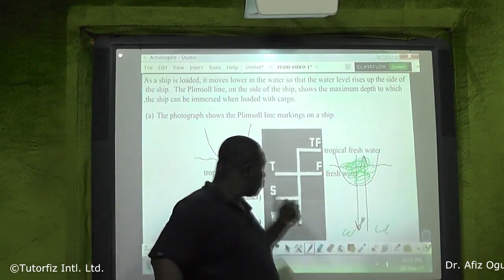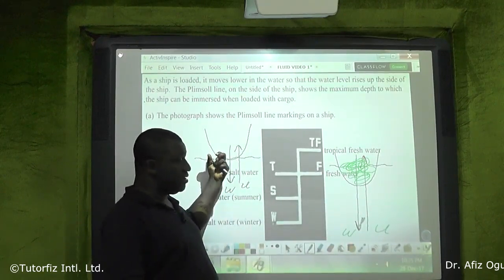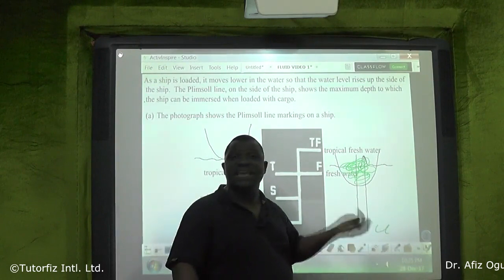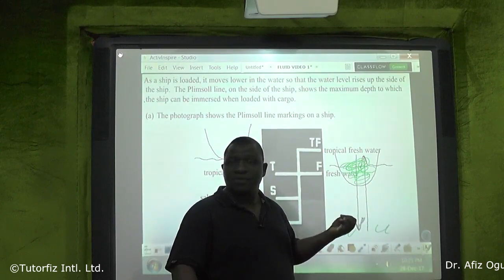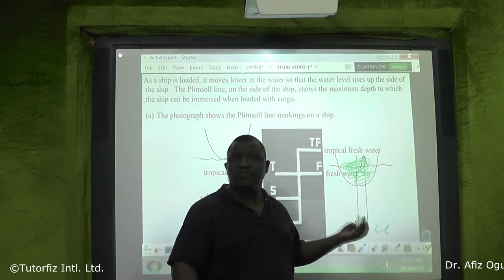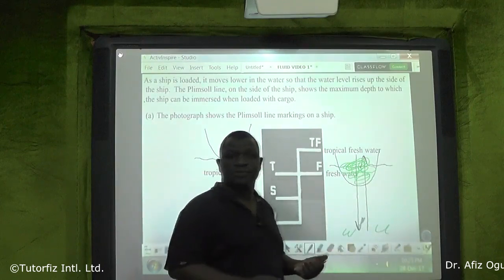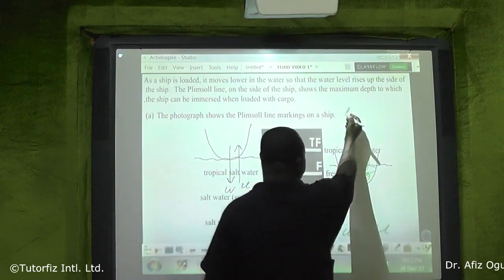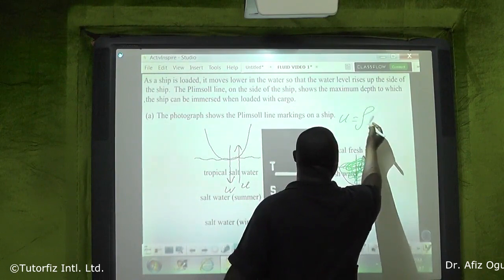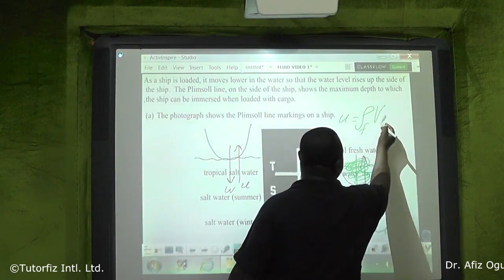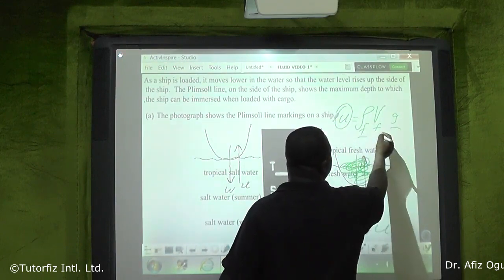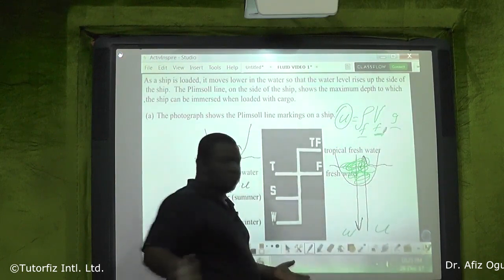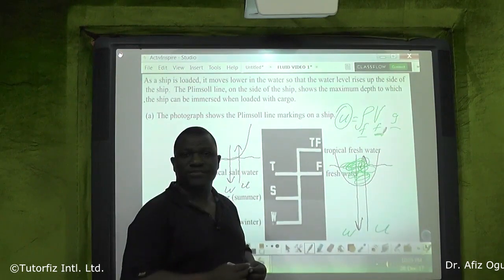When the weight is increased because it is loaded, then upthrust has to balance it if it must float. Therefore, how will upthrust balance it? Upthrust is the weight of the displaced fluid. So more fluid needs to be displaced. Don't forget, upthrust equals density of fluid, which remains the same, times volume of fluid, times g. This remains the same, this remains the same. For this to be increased, the volume of the fluid has to increase. So the volume of the fluid increases.